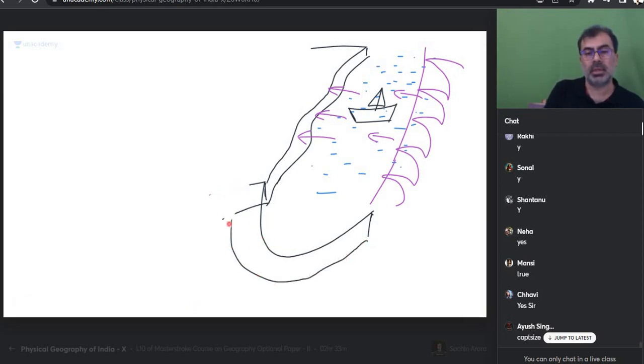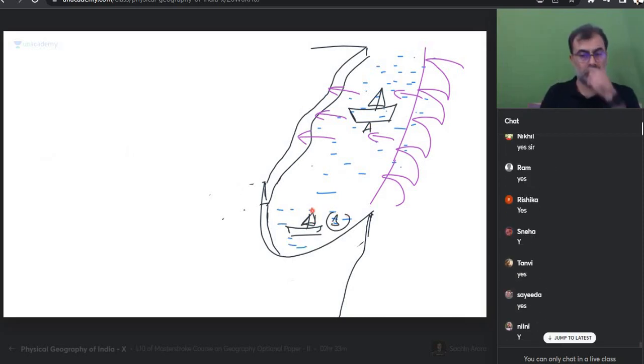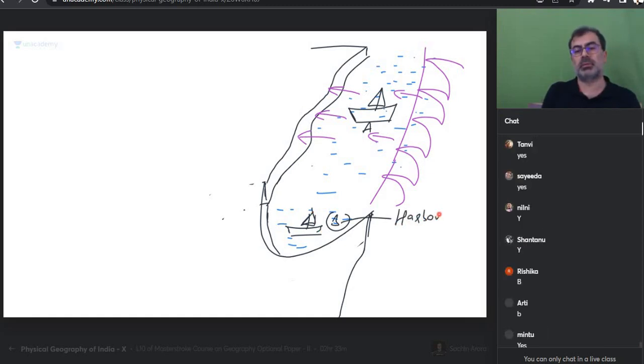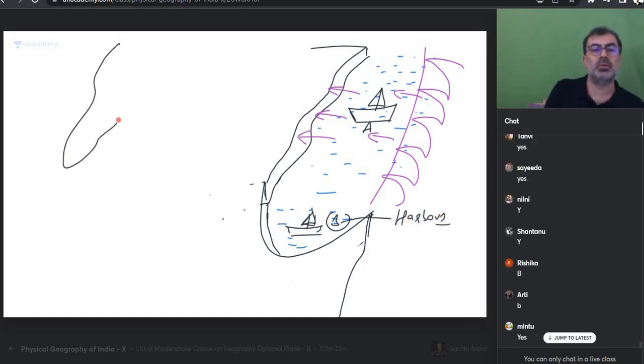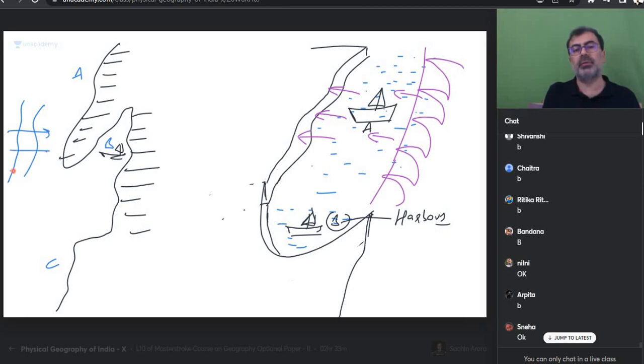My coastline, everyone, is like this. If the boat is here, is it protected or not? A versus B. B is a harbor. Do you get that? This is my coastline. A, B, C. Where can there be a harbor? B is a harbor. समझ में आ गया? Why? It's a natural protection against wind and waves.